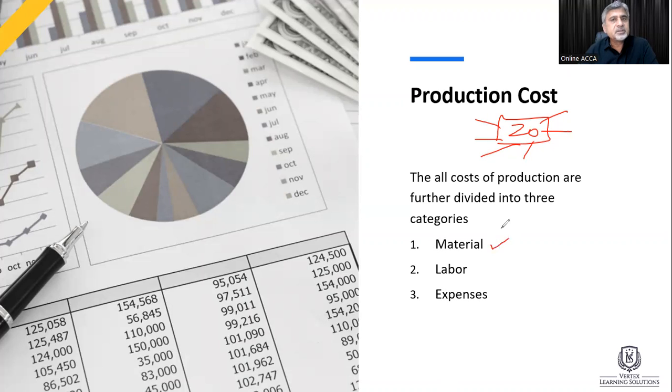We call it material. Probably we are using wood, two types of metals, aluminum, and some other types of raw materials. All different types of raw materials are put together and you call it material. Then you have labor cost: different types of labor such as unskilled workers, skilled workers, supervisors, production managers, all together you call labor cost. And then you have other expenses. So these 20, 25 or 30 costs, you further divide into three categories: material, labor, and expenses.